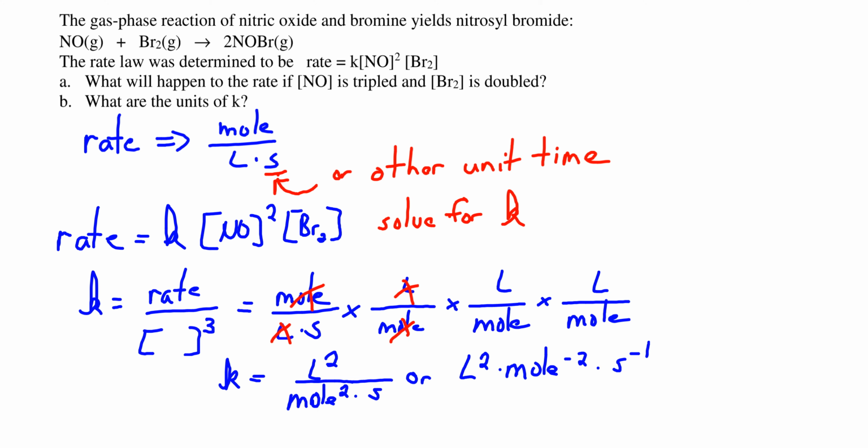K is going to be given as liters squared over moles squared per second, or liters squared times mole to the minus 2 times second to the minus 2.